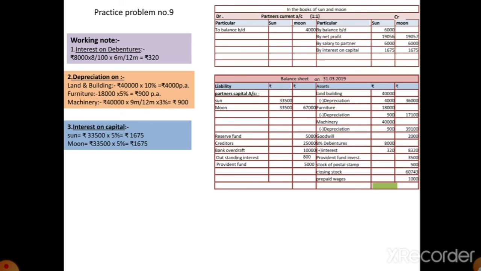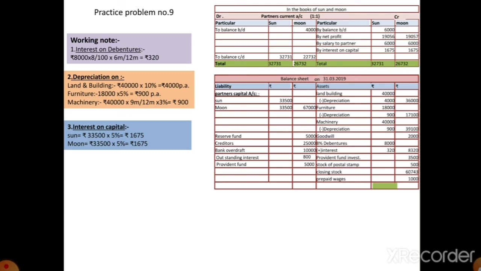Now we close, first of all, the partners current account. Closing time is here, so first we close the partners current account. Whenever you take the debit total and the credit total, first of all we close the Sun column. In the Sun debit there is no amount given, but the credit side total of this Sun column is 32,731. So we write the balancing amount on the debit side of the Sun current account as to balance carried down, Sun column 32,731, and we close the Sun column by 32,731.